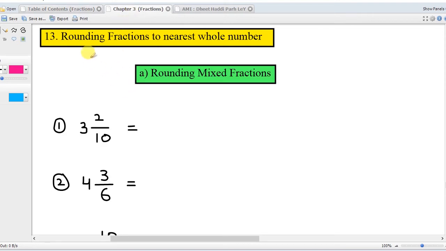Let's begin. So rounding fractions to the nearest whole number. The question is given in the form of a mixed fraction and we have to round it to the nearest whole number, right? So this is the whole number, this is the numerator value, and this is the denominator value. Now we have to focus on the denominator value, which is 10. So what is the half of 10? Half of 10 is 5.